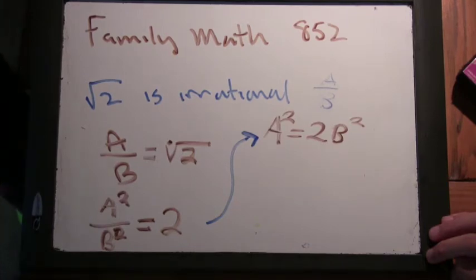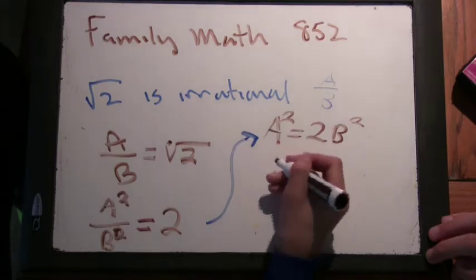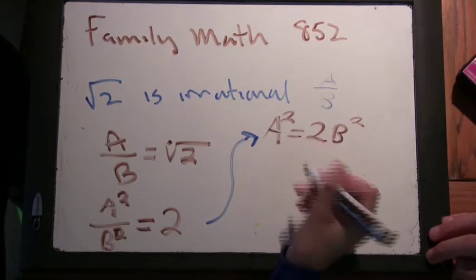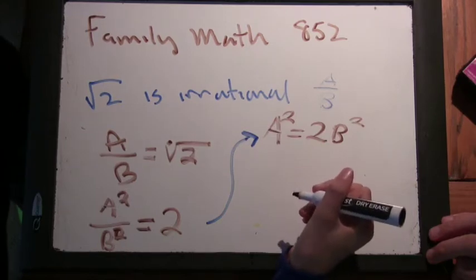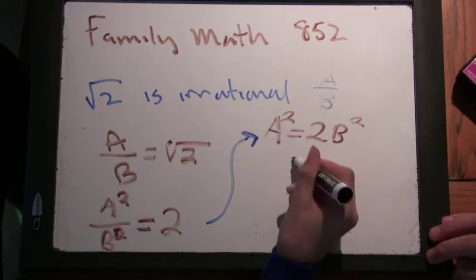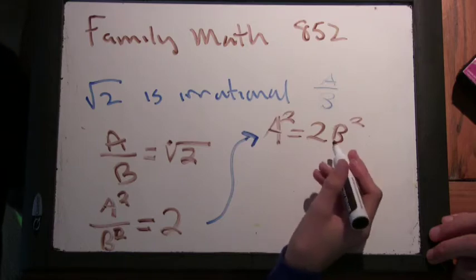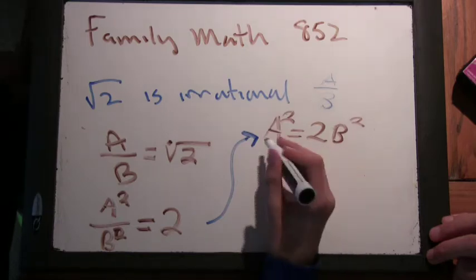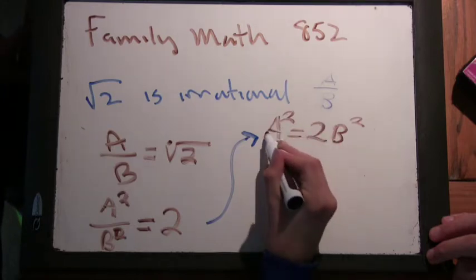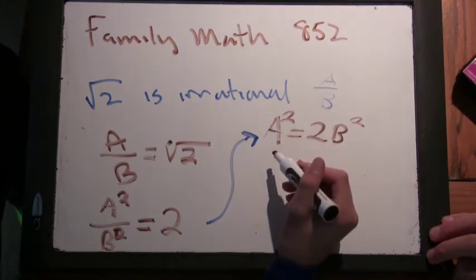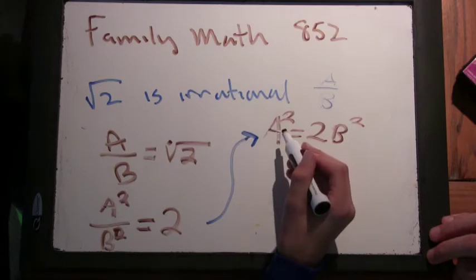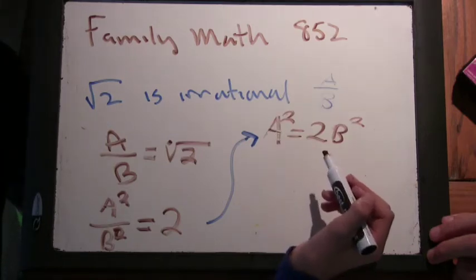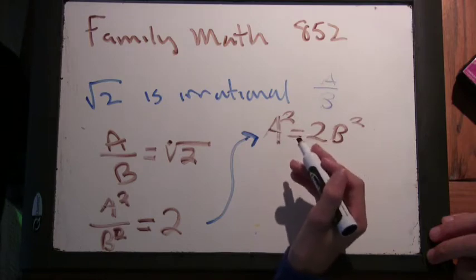And now I think this can tell you that A is even. All right, why does A have to be even? Because A squared is 2 times B squared. So if A squared has a 2 in it, that means it's even. Okay, so now we know A is even.